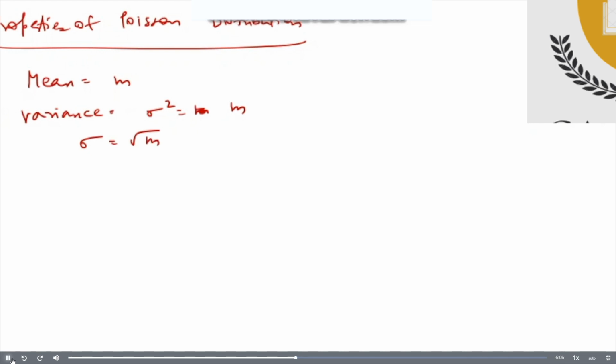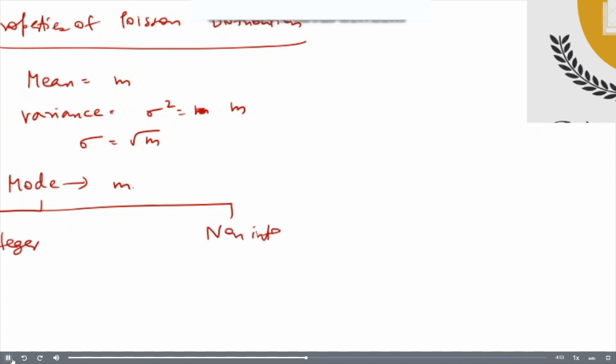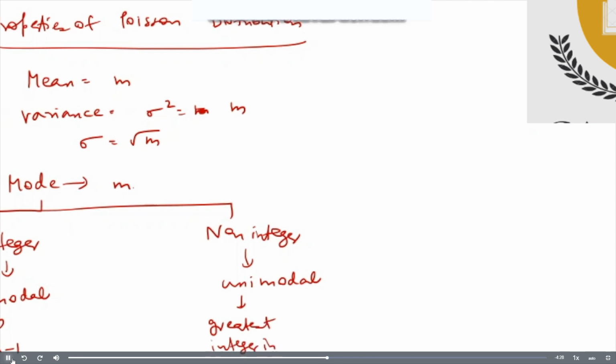Okay, then we come to the mode. Mode is also m, and there are two cases here: if the value is an integer and if it is a non-integer. If it is an integer, then the distribution is bimodal. One is m and one is m minus 1. If it is a non-integer, it is unimodal, and the greatest integer in m is the mode. Okay, so make a note of all these points. These are also important, and we'll go ahead with solving the problems.